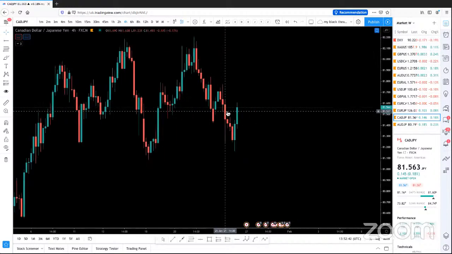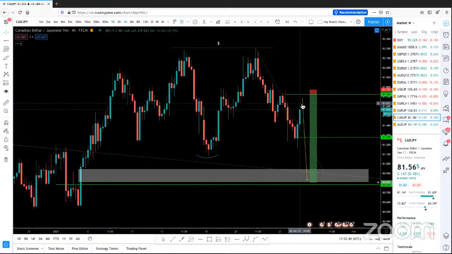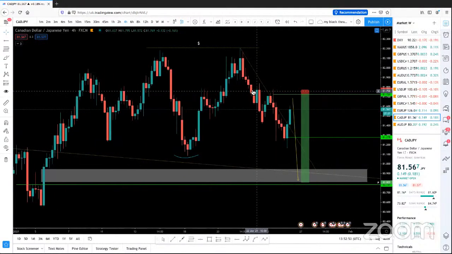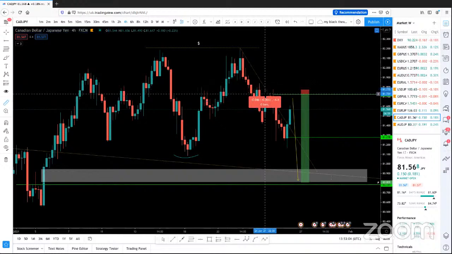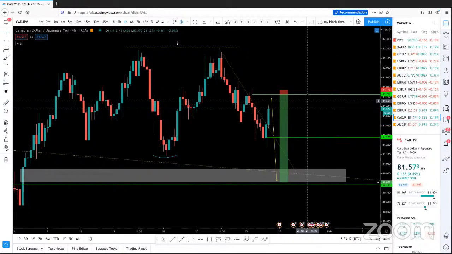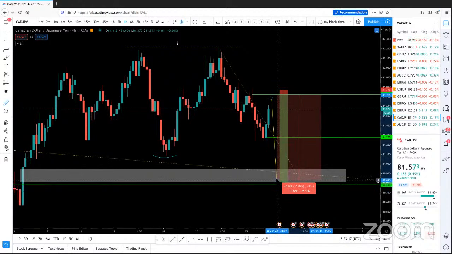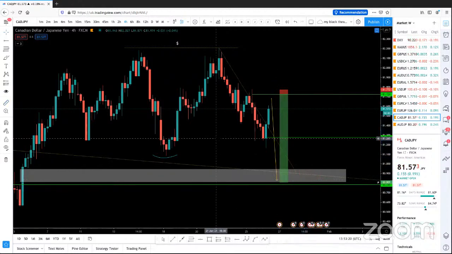Okay, CAD JPY, guys, I've been waiting for sell again. This is a price level I'm waiting for price to come up to and trigger the trade. If the price gets there, then it's almost 5 pips, 4.9 pips stop loss. I'm anticipating about 88 pips, guys.